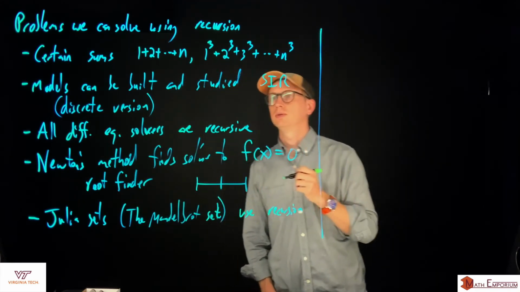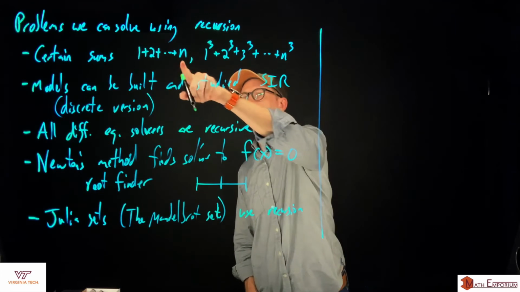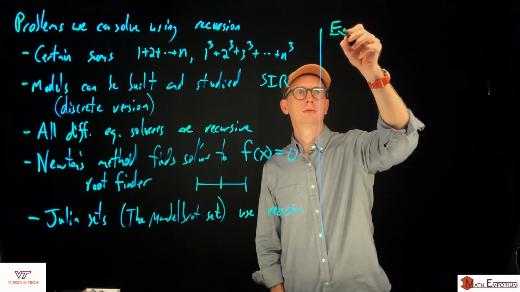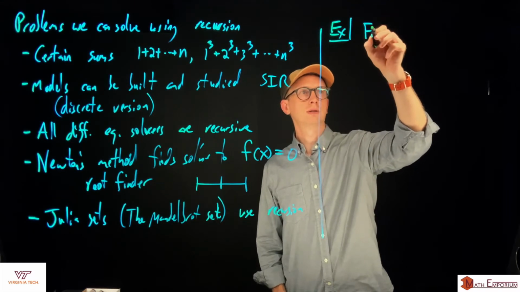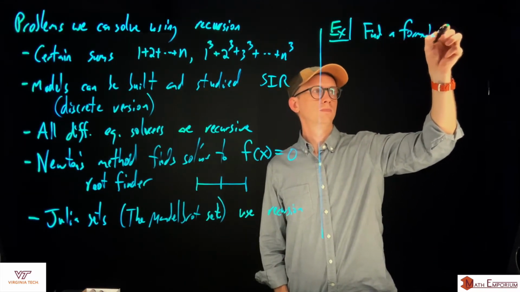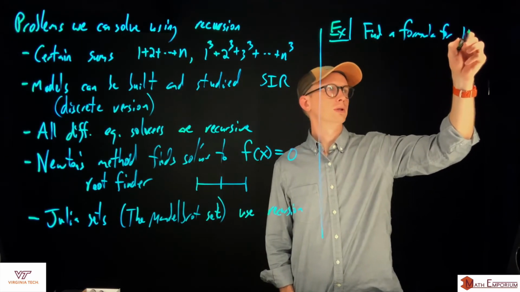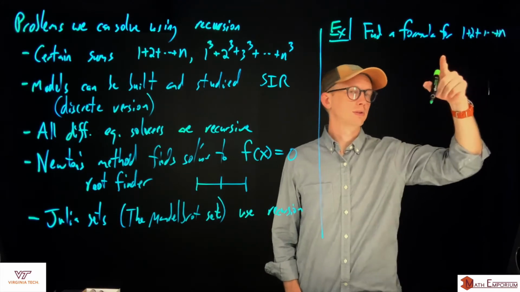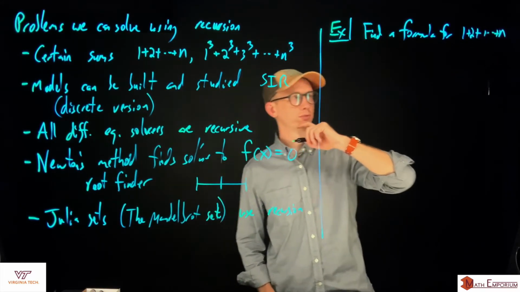So how could you do that? Let me decompose this first one. Suppose our task is to find a formula for 1 plus 2 dot dot up to n, the sum of the first n integers. How do you find a formula for that?